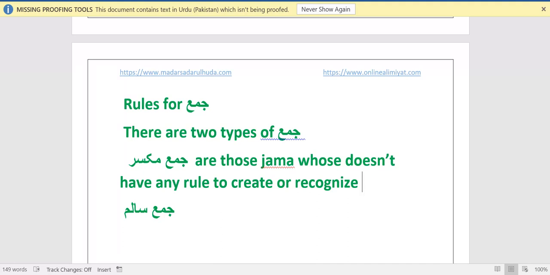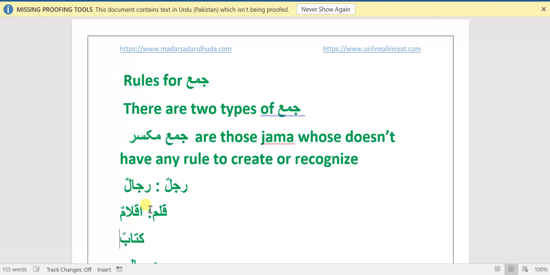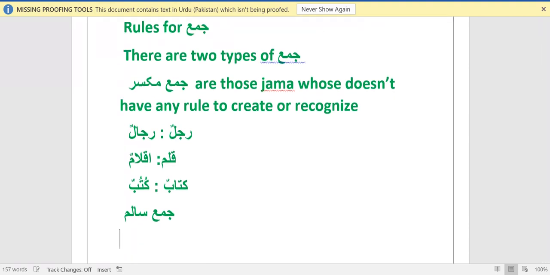For example, rajulun is a wahid word, whose jama is rijal, which means more than two men. Or qalam is a wahid word, which means one pen, and its jama is aqlam. Or kitabun is a wahid word, which means one book, and its jama is kutub. All these are jama mukassar. And how do I know all the jama of these words? Simply I memorized them, because there is no other way to create jama mukassar.